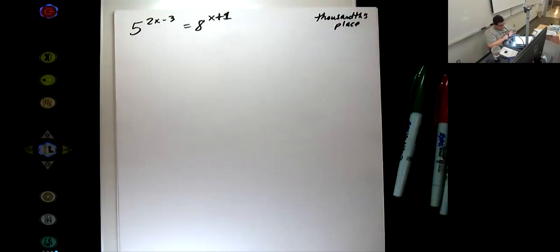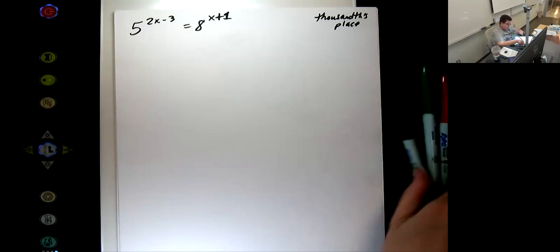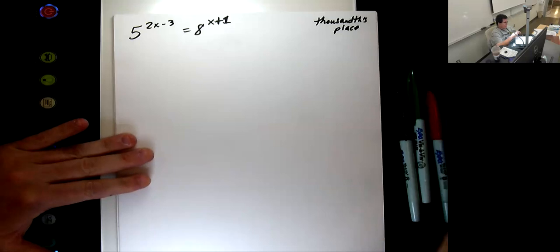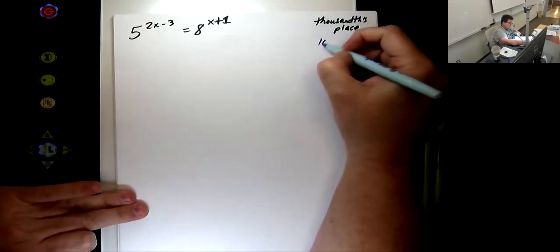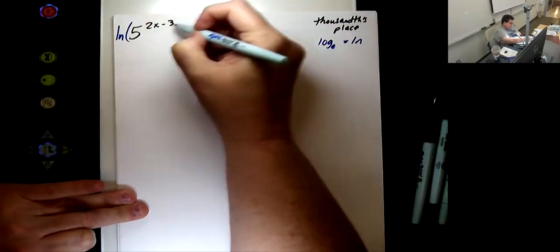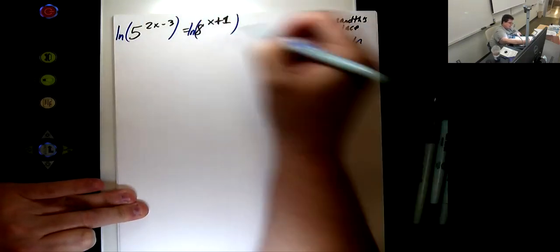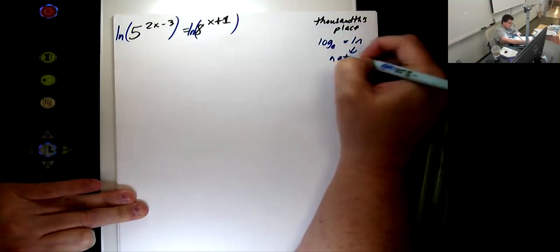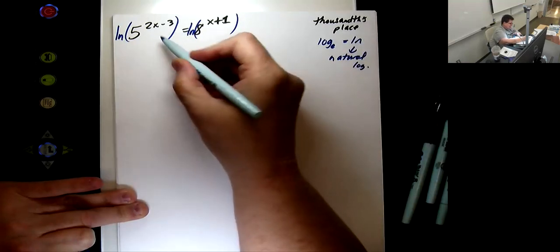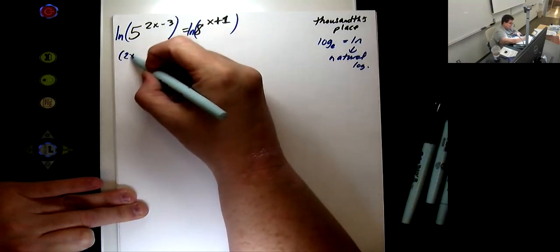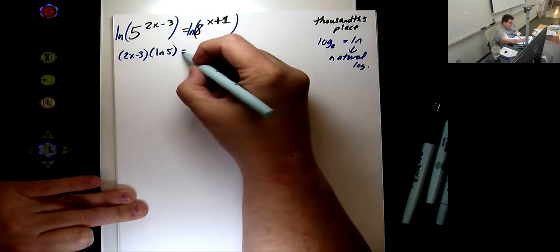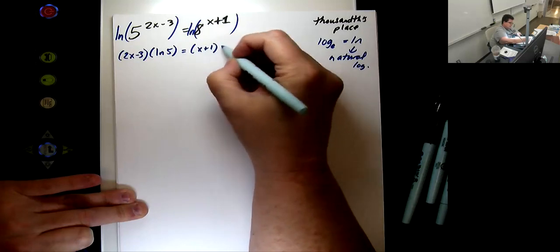So what we're going to do is take the logarithm of both sides. I used log base 10 last time. I'm going to use log base e this time. So log base e is ln. I'm going to take the natural log of both sides. ln stands for natural log. When I do that, I can bring the exponents down. I have 2x minus 3 times the natural log of 5 equals x plus 1 times the natural log of 8.